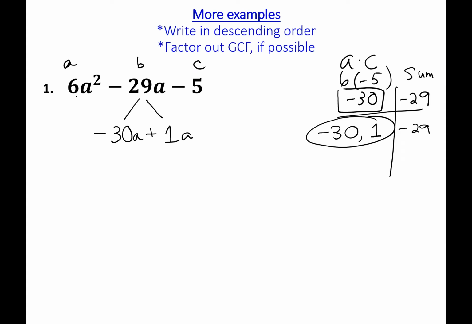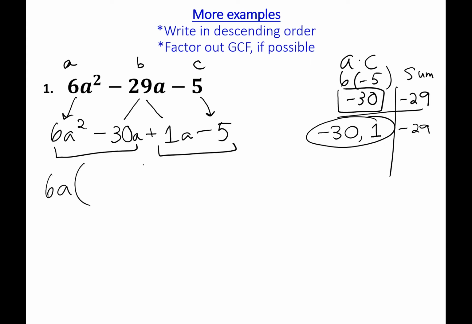All right, so let's keep going. Bring down the 6a squared. Bring down the -5. Okay, so 6a squared minus 30a plus 1a minus 5. In my first group, 6a squared minus 30a, my GCF is 6a. And I'm left with a minus 5. My second group, 1a minus 5, there really is nothing in common between those two. So remember, that means you get to write a plus 1.